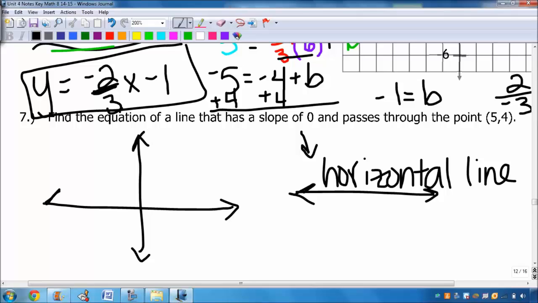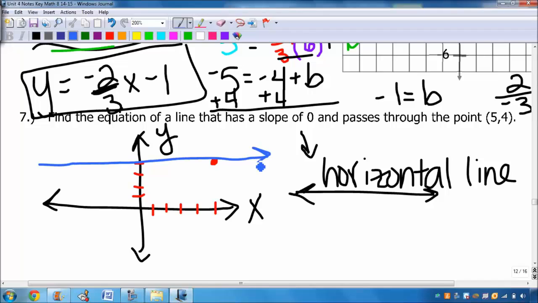So for a question like this, what I strongly suggest you guys do is just draw a sketch of it. So if it goes to the point 5, 4, I'd go to the right 5 and up 4. And I would put a dot right there. And it's a horizontal line, correct? So that means that it has to go straight across.